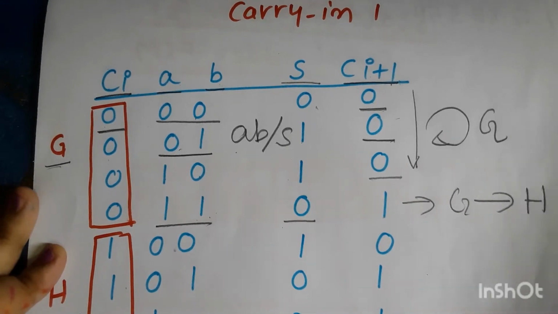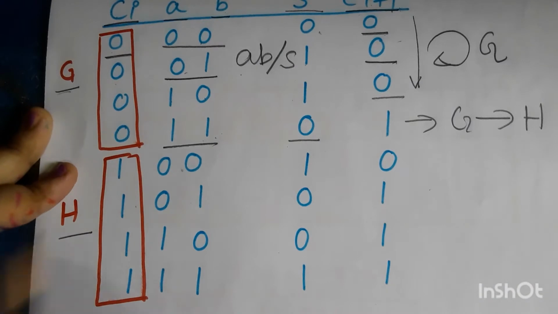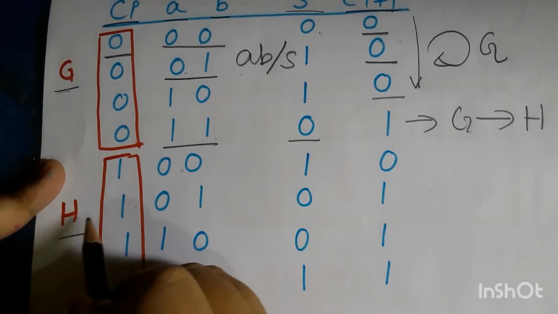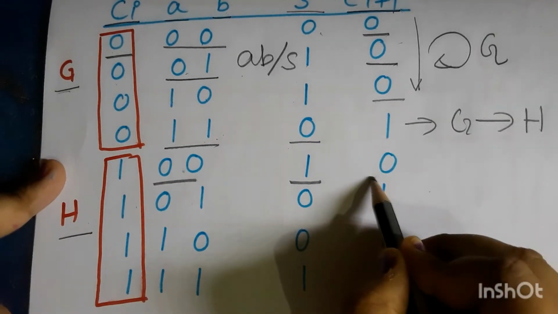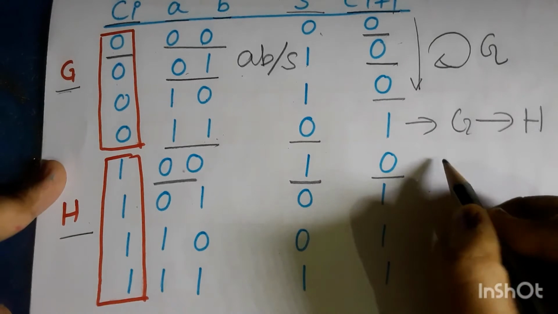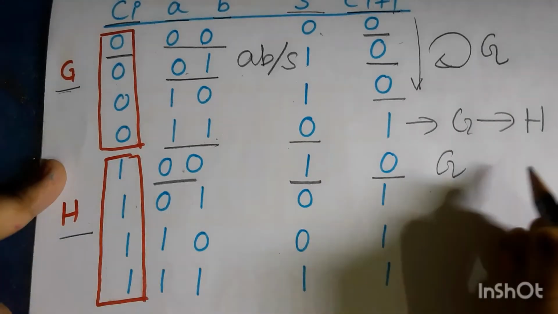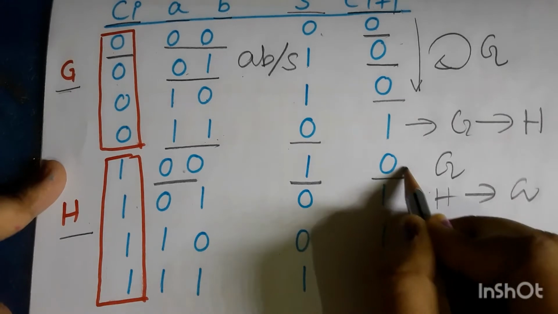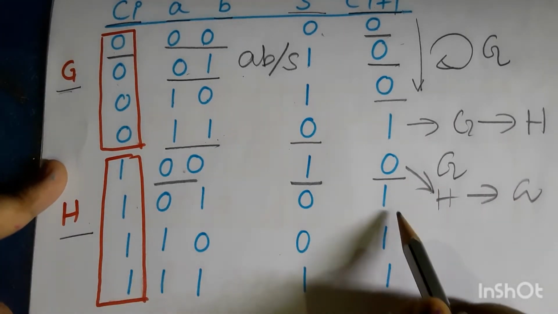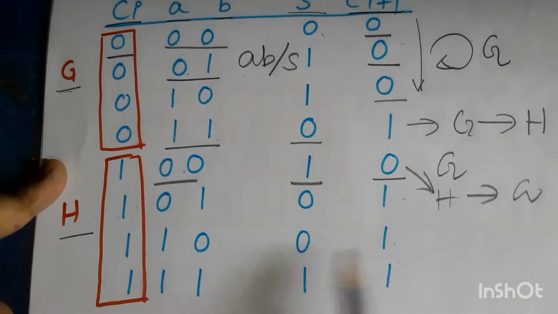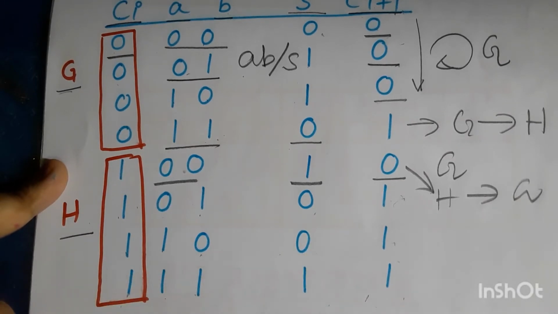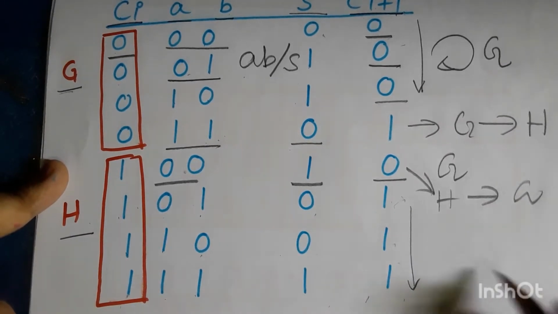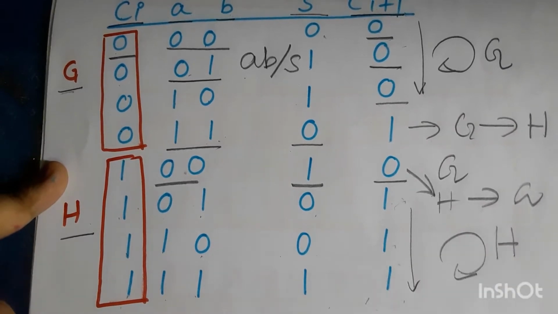Now for H state, AB S equal to 0 0 1, which state would it go to? G state. That means the H to G transition will happen for this case. For the other three, present state is 1 and next state is also 1, for 0 1 0, 1 0 0, and 1 1 1. So for all these cases, it would remain in the H state only.